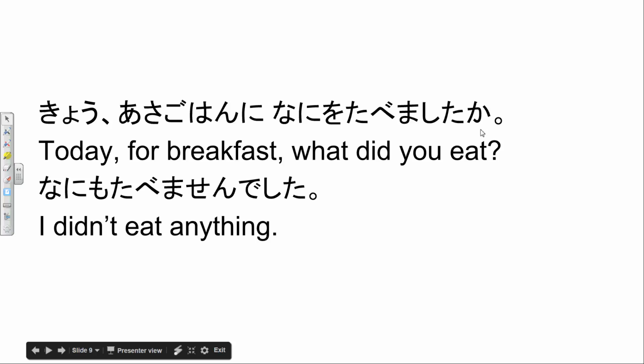Now, if you did nothing, in this case, ate nothing, nani mo tabemasen deshita. So now we know how to do past tense. Tabemashita. The verb ends in mashita instead of masu. And then negative past tense, or I didn't do the thing. Tabemasen deshita. That's how it works for all of them.